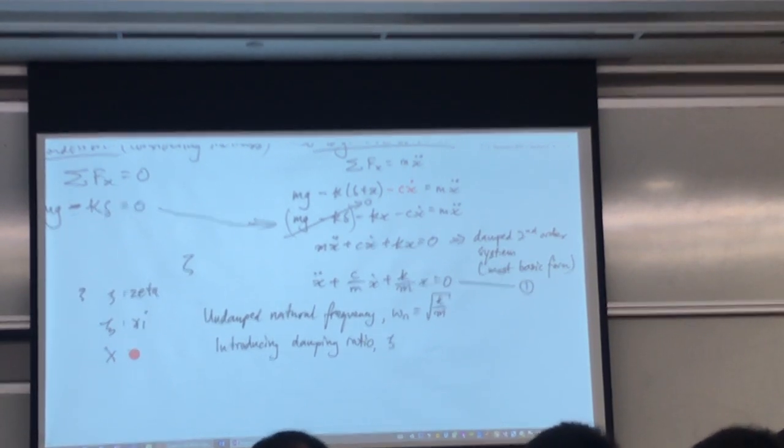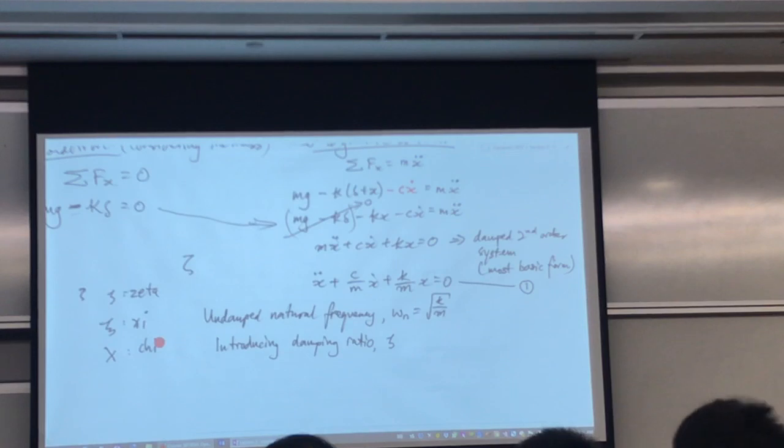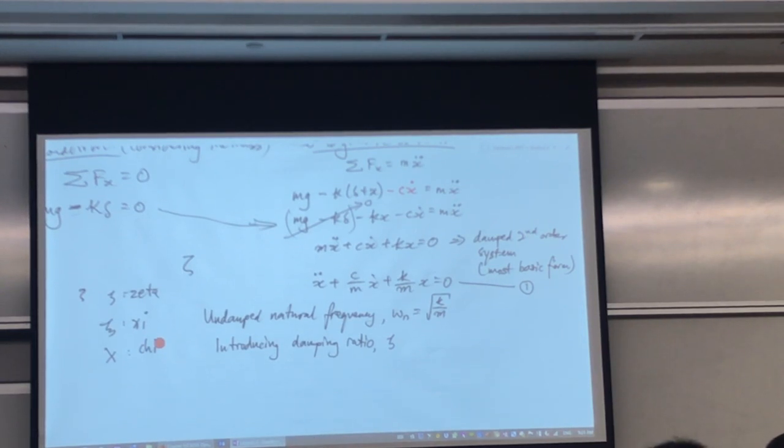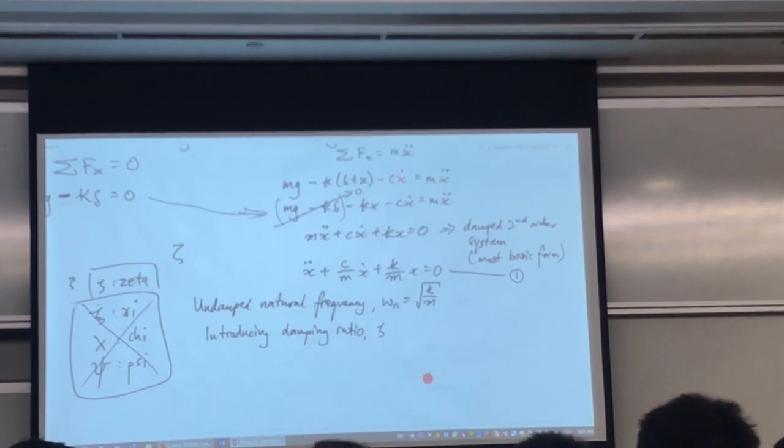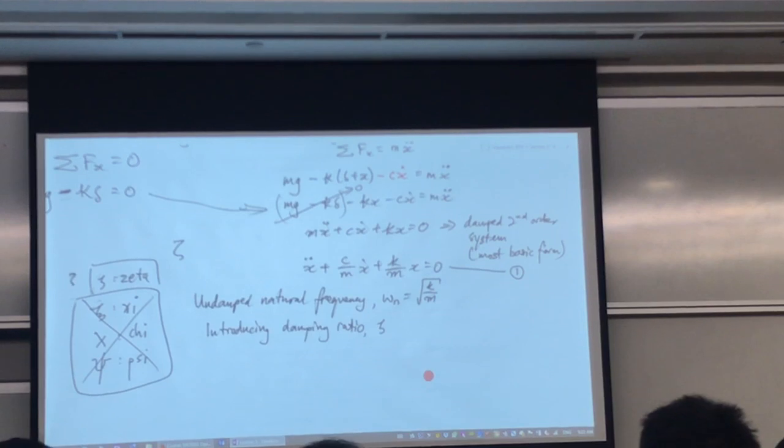This one is pronounced in Greek as chi. And this one probably you've seen before. This one is psi. Okay. So we are not interested in this. We're interested in this one. That's zeta. So don't mix up all your Greek symbols.